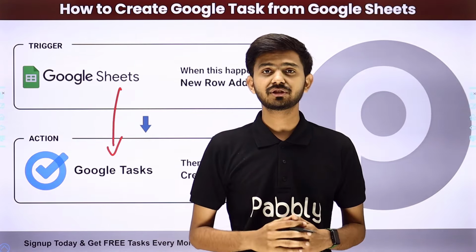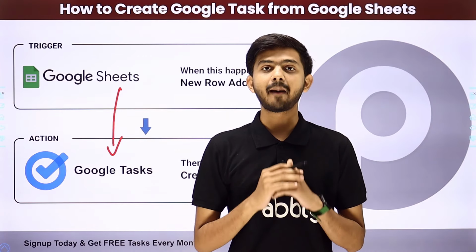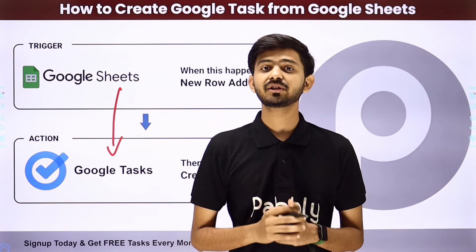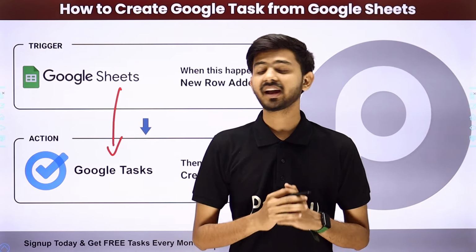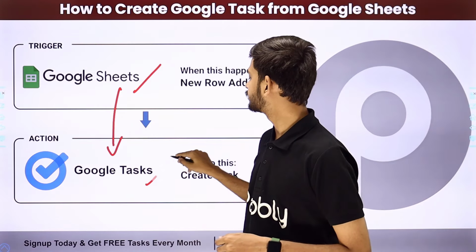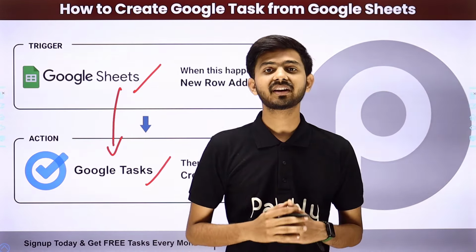For creating this integration, we are going to use Pabbly Connect, which is an amazing software for automation and integration. In Pabbly Connect, we are going to use trigger and action. In trigger application, I'm going to use Google Sheets. In action application, I'm going to use Google Tasks. So how am I going to create this integration?